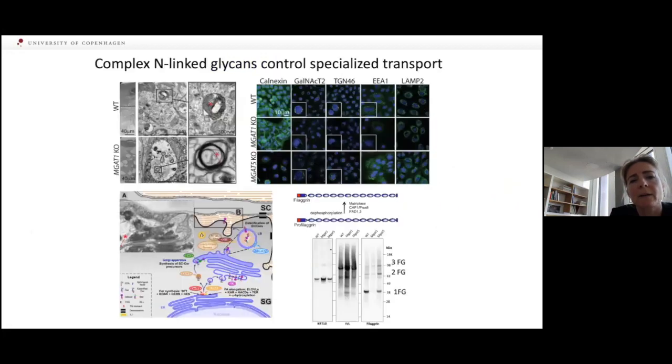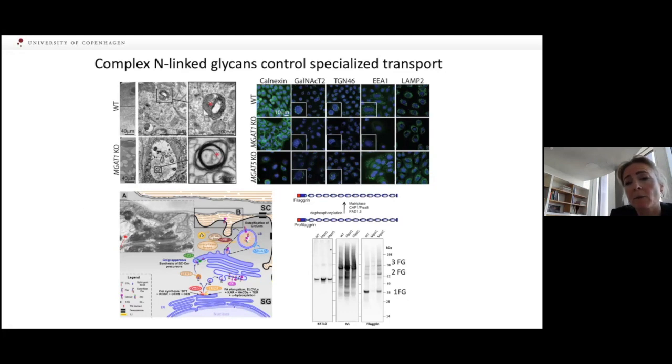So these vacuoles, what are in these vacuoles? We decided to look with electron microscopy, and we found that they are filled up with small vesicles resembling lamellar bodies, which are present in the differentiated layers in the human skin. And we speculated that this could be due to loss of control of the specialized transport in these cells.